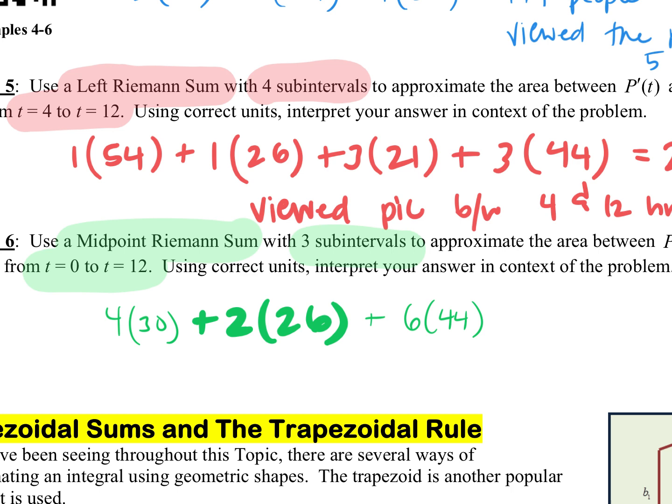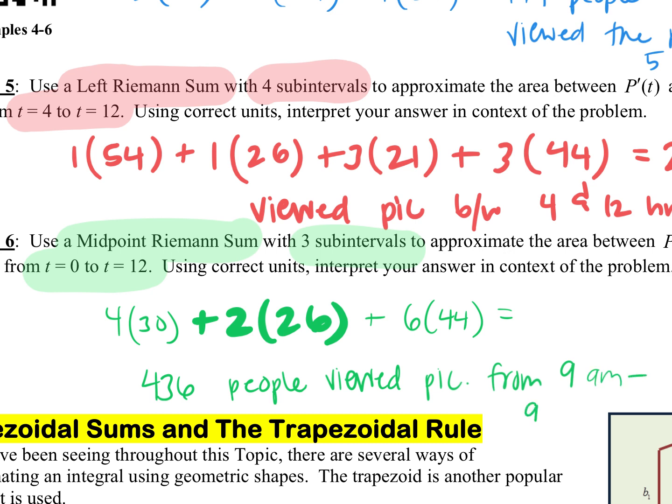So you're just taking the midpoint height, and you're still doing the change of x for each of your intervals. I plug this in my calculator, add them together, and I get 436 people that viewed the picture from 9 a.m. to 9 p.m., because it's 12 hours after, right?